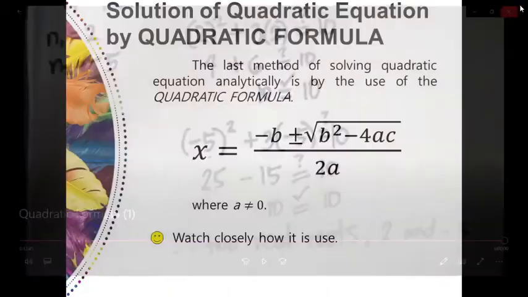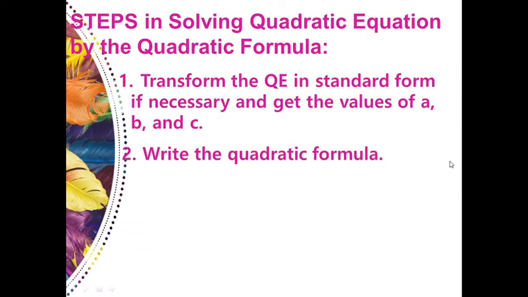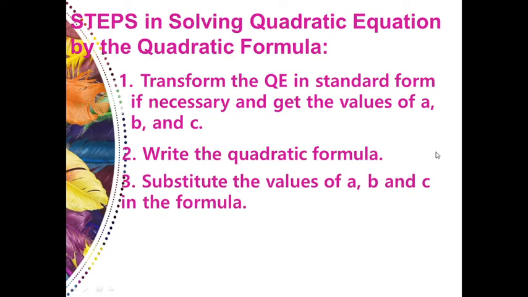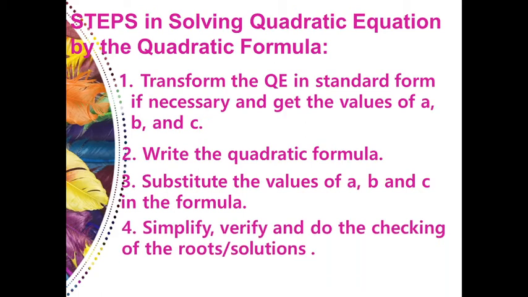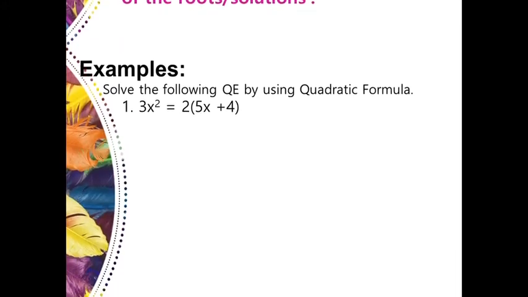Okay, so let us remember the steps in using quadratic formula. So first, we transform the quadratic equation in standard form if necessary and get the values of a, b, and c. Then write the quadratic formula. And then we substitute the values of a, b, and c in the formula. Then simplify, verify, and do the checking of the roots or solutions. Remember that in checking for the roots or solutions, we make use of the original equation.